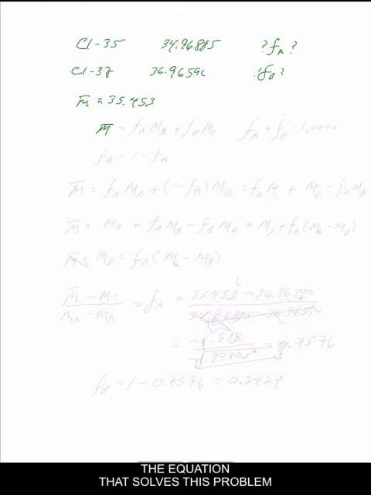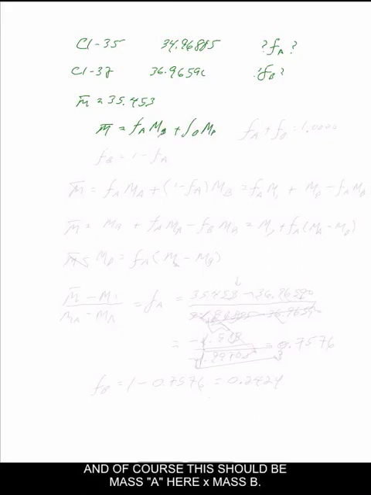The equation that solves this problem is the fact the average mass is the frequency of one times its mass plus the frequency of the other times its mass. And of course, this should be mass A here and times mass B. What the problem here is you have two unknowns, FA and FB, and you've only got one equation. So as you know, there is no way to solve that kind of an equation without having an independent second equation. And the independent second equation is obvious, and yet it's sometimes a little tricky to see.